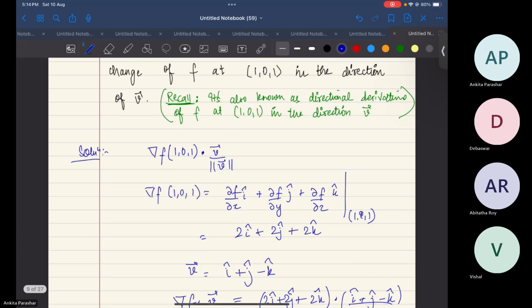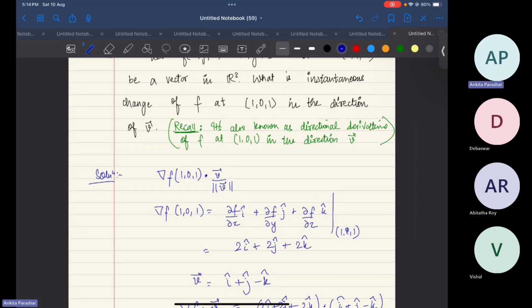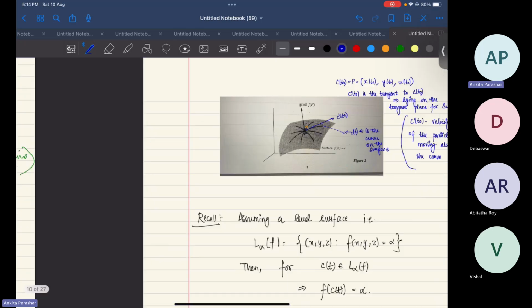So either somebody asks you the instantaneous change of the function, or somebody asks you the directional derivative, it is the same thing. One should not get confused.